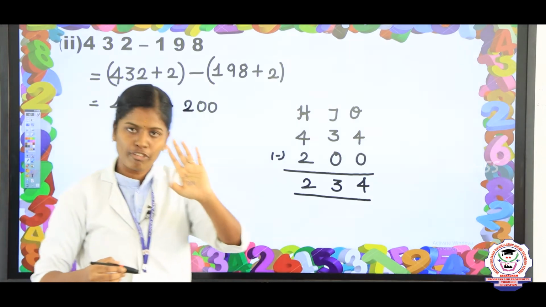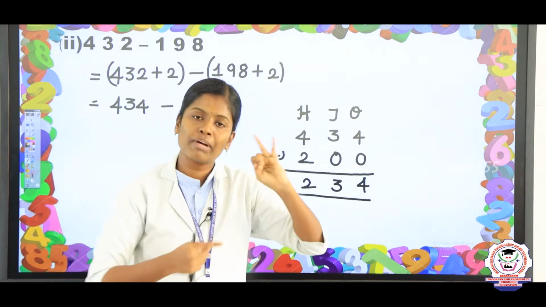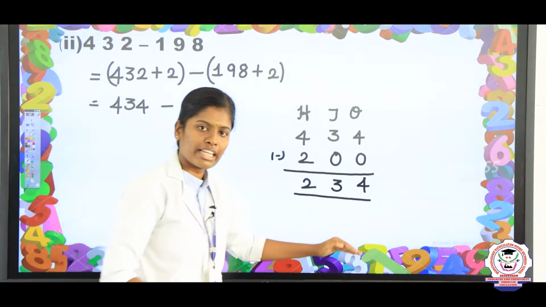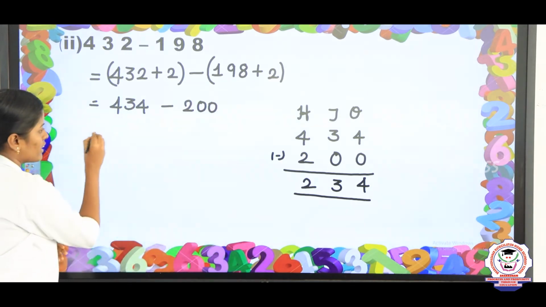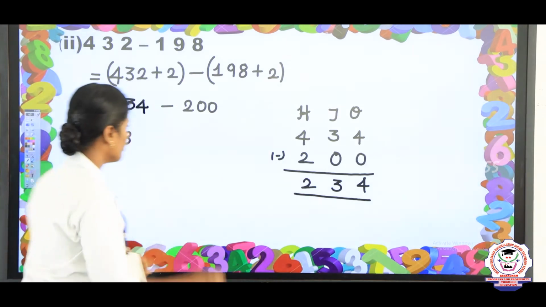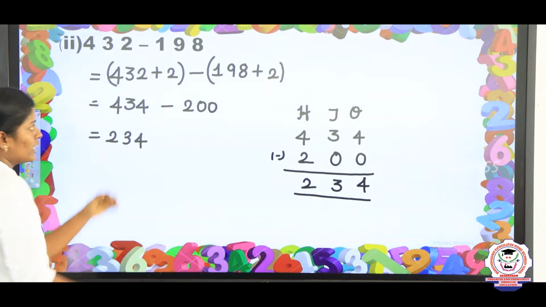Okay, so just show your 4 fingers and fold 2 fingers. Remaining, we have 2 fingers over there. So the answer is 2. The final answer is 234.